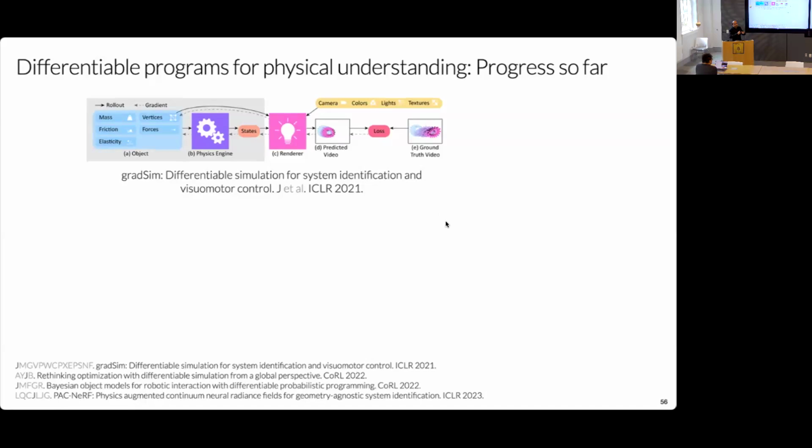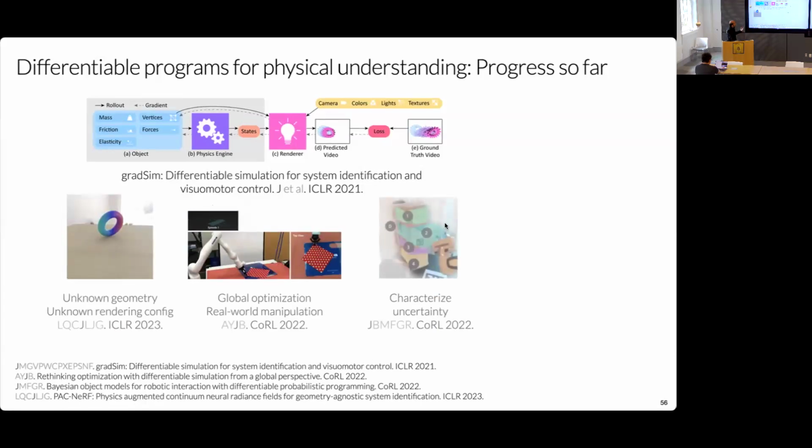The first version of this work was somewhat restricted. It could do things in simulation where the exact model was known. But over a series of works over the last 2 or 3 years, we extended this to not knowing the geometry and not knowing the rendering configuration, and working in the real world on robotics tasks involving deformable objects like the plot here. There are also a couple of fluid examples.